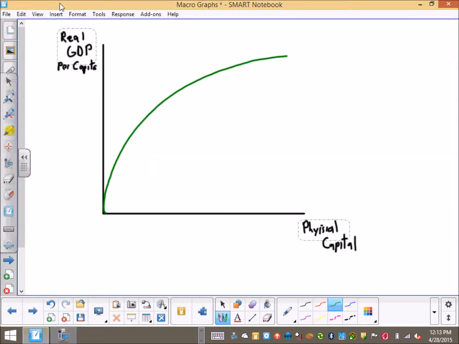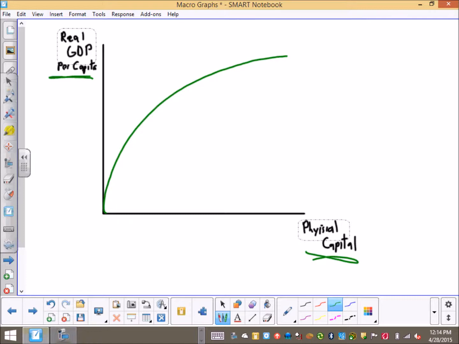All right, so when we're looking at our production graph right here, what we need to do is make sure we understand what it is. The first thing you need to understand is what's on each side. This is real GDP per person, and this is physical capital. What that means is, if I give you physical capital, tools, computers, hammers, trucks, you will be able to do what?